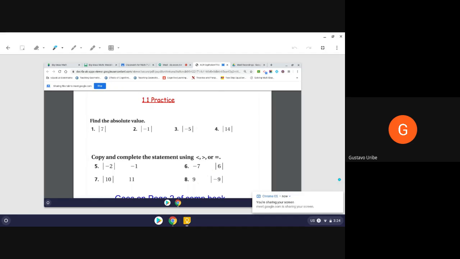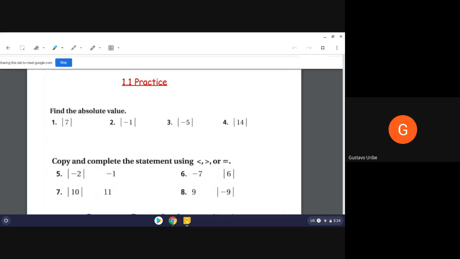Here are our practice problems. We're going to find the absolute value of 7. I could draw a number line for all of these, which takes a bit longer, or we can just figure out how far 7 is from 0. Or remember, the absolute value will always turn a number positive, and if it is already positive, it stays positive. Therefore, the absolute value of positive 7 is just positive 7.